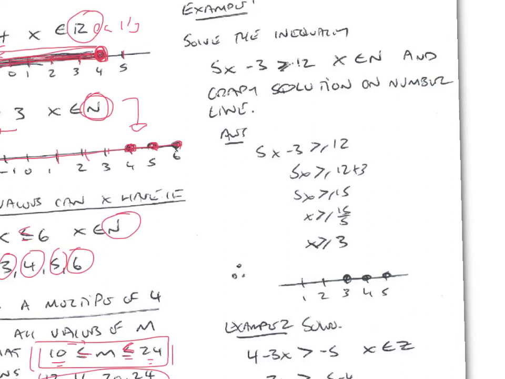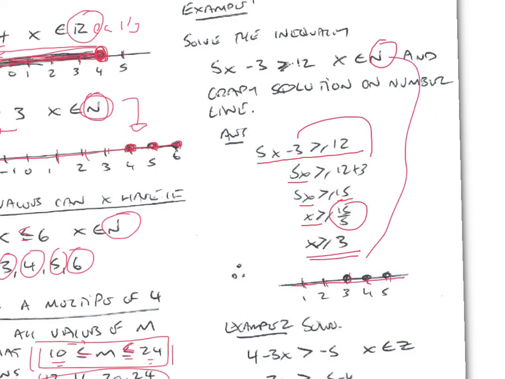So, solve the inequality 5x minus 3 is greater than or equal to 12, and the values of x we're talking about are whole positive numbers, okay? And graph on the number line. So, we simply say 5x minus 3 is greater or equal to 12. 5x is greater or equal to 12 plus 3. 5x greater or equal to 15. x is greater or equal to 15 over 5. x is greater or equal to 3. Draw your number line, 1, 2, 3, 4, 5. It's natural numbers, we're going to use dots, and we just mark 2 or 3 places on the number line.